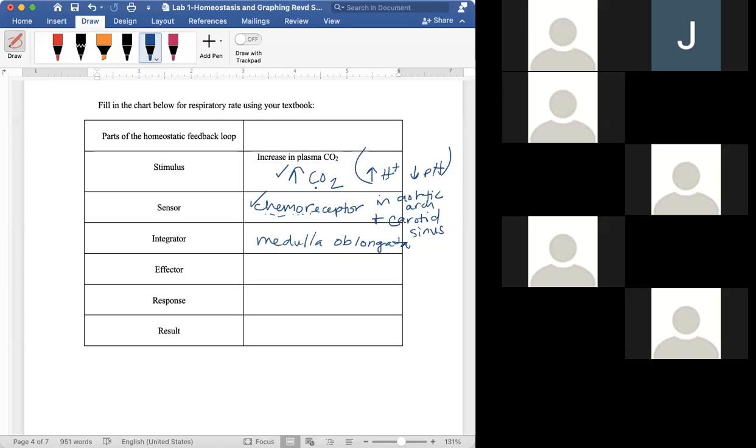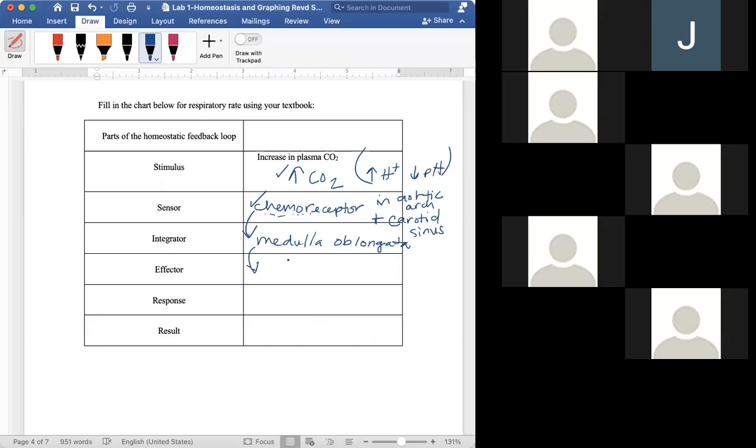So, increase in CO2, chemoreceptors in the aortic arch and carotid sinus get triggered. They send a signal to the medulla oblongata. Medulla oblongata says, hey, that's too high, we need to cause it to go down. So where are they going to send that signal to? My best guess was the blood vessels or the alveolar sacs in the lungs. Okay, that's a good guess, but think about it.